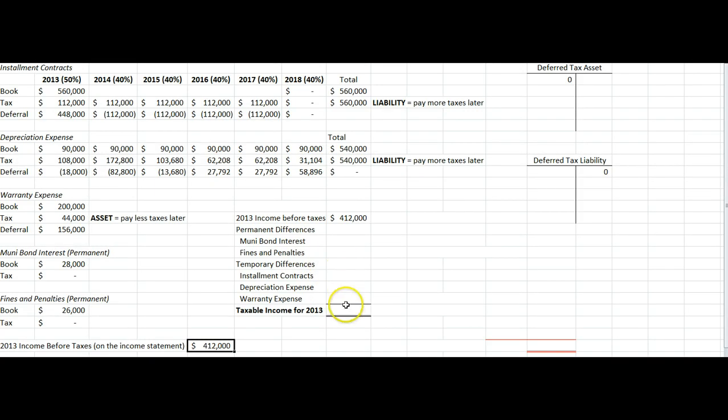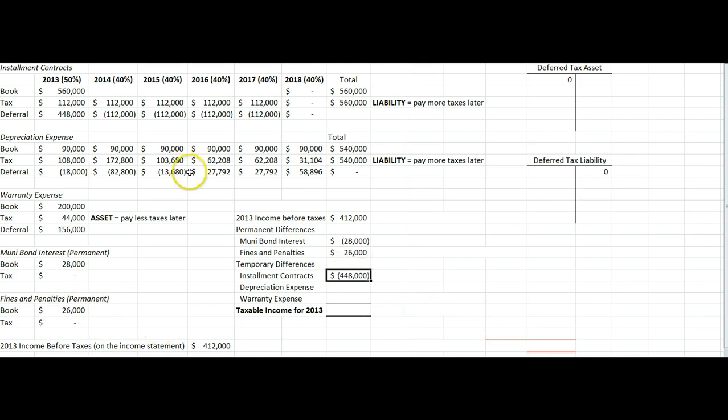So now let's see what our taxable income for this year should be. First of all, we'll take into account the permanent difference of $28,000 that showed up on our income statement, but not on our tax return. So we're going to subtract that from our income before taxes. Conversely, this $26,000 for penalties and fines, we deducted it on our income statement, but we can't deduct it on our tax return, so we have to add that back in. Those are the two permanent differences.